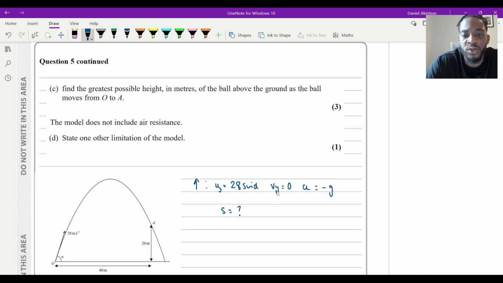Now, again, what formula do we know connects u, v, a, and s? It's just v squared is equal to u squared plus 2as. So we've just got to put these into the formula here, and then that will give us our height, isn't it? We can rearrange for s. But before we do that, if you look at what we've got here, we've got 28 sine alpha, right? So for us to be able to work out what s is, we need a value of alpha that we can put into sine.